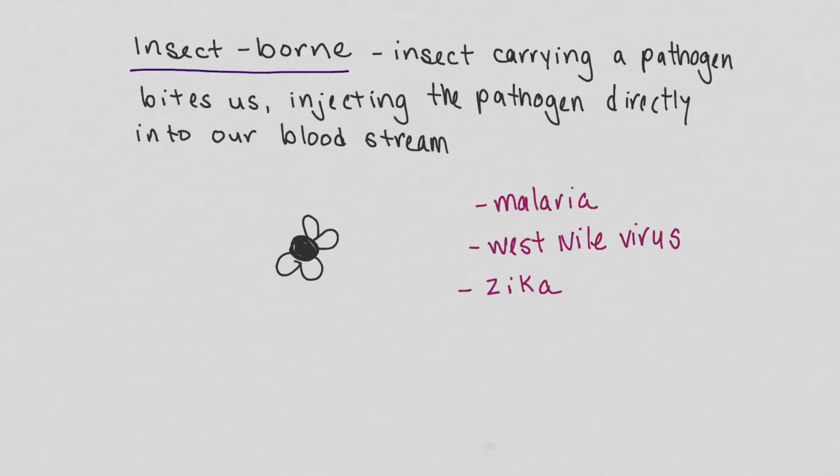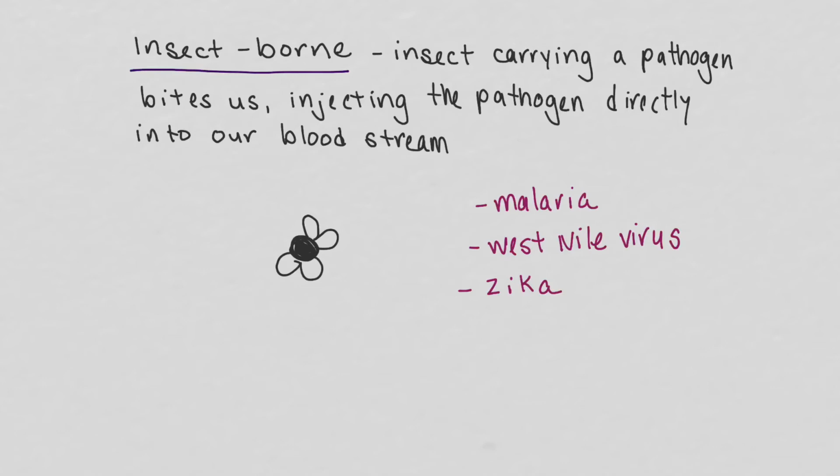Our next mode of transmission is insect-borne transmission, and in this case, an insect that has a pathogen within it. So it could be Plasmodium in the case of malaria. It comes and it bites us. It injects the pathogen directly into our bloodstream, infecting us. So some examples of insect-borne illnesses would be malaria, which we've talked about before. Another one is West Nile virus, which can be carried by mosquitoes in our region, so we're always monitoring and on the lookout for West Nile.